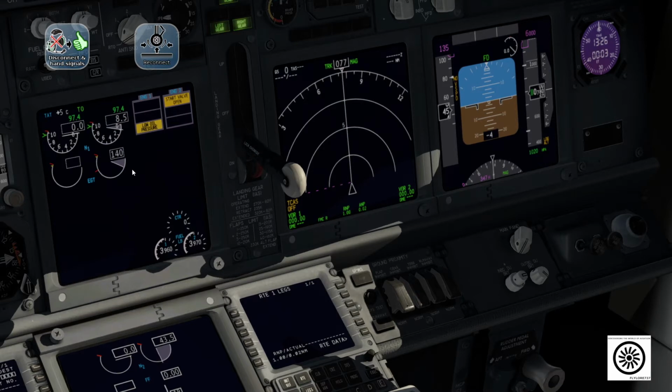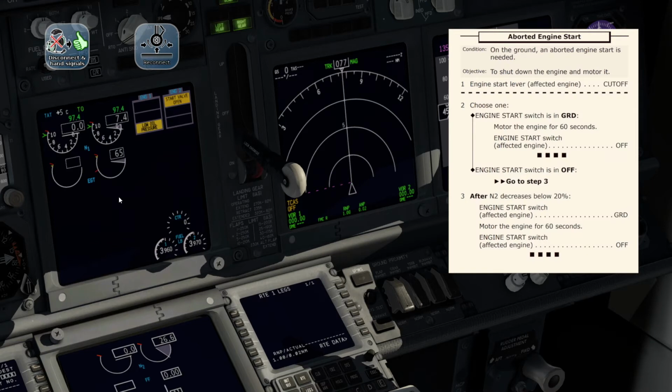Anyway, if this is going to happen, what we are going to do next is to call for the aborted engine start non-normal checklist, which is on page 7.1 of the Boeing 737 NG QRH. So let's take it. It says, condition: on the ground an aborted engine start is needed. Objective: to shut down the engine and motor it.